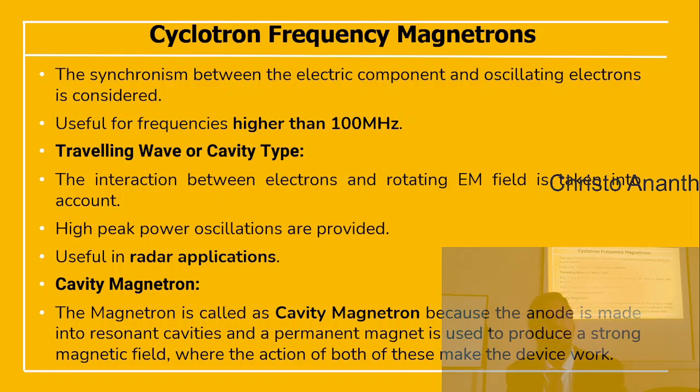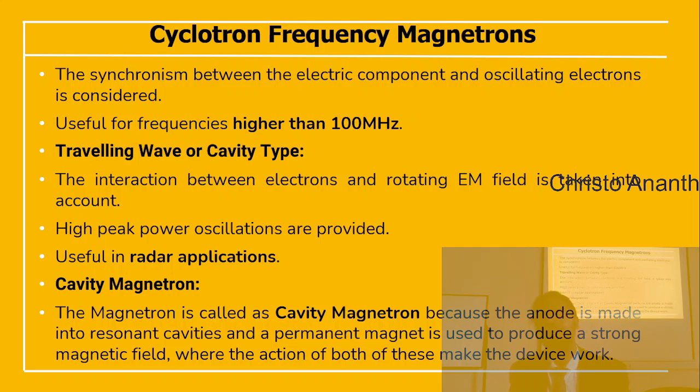Then we have the traveling wave or cavity type. The interaction between the electrons and the rotating electromagnetic field is taken into account. High peak power oscillations are provided and you can use it in radar applications. Then we'll go for the cavity magnetron. So that's the type that you are going to use.